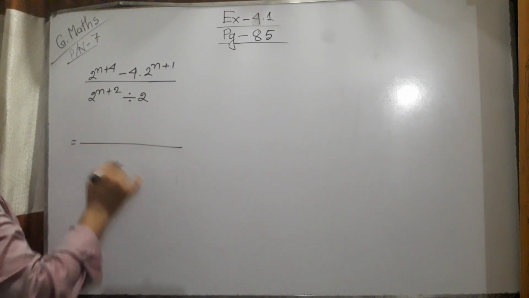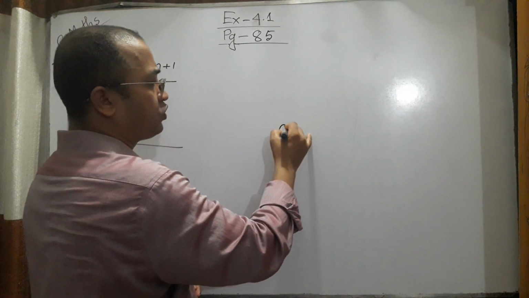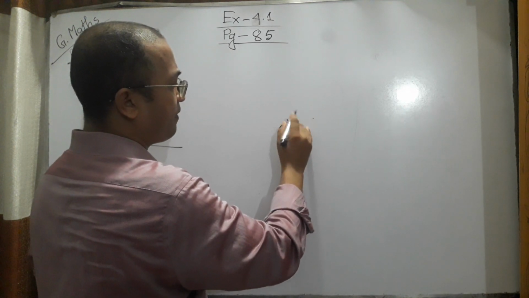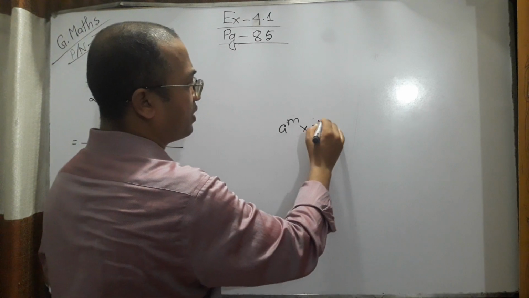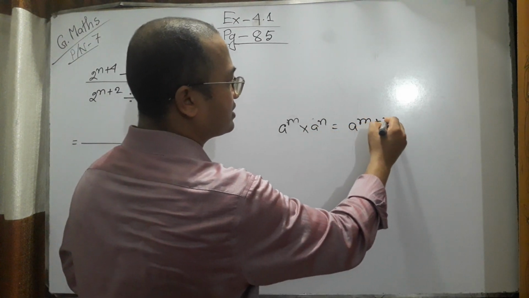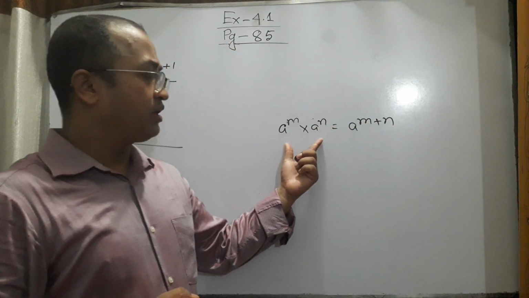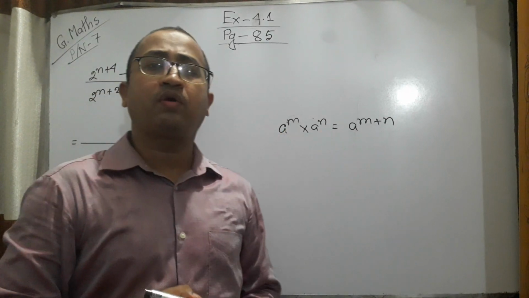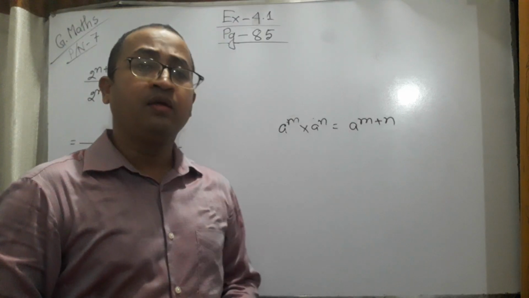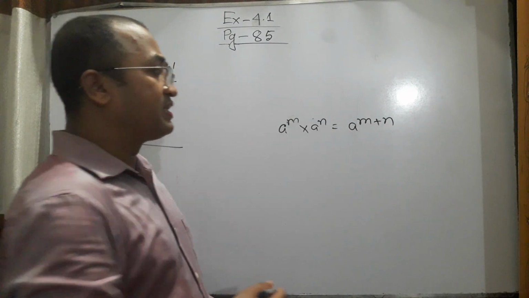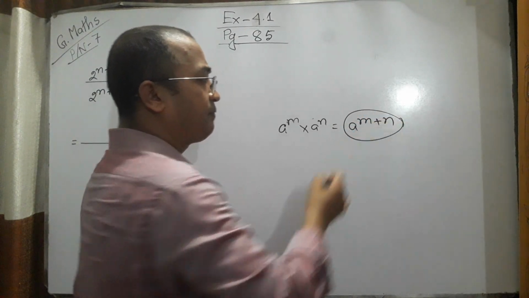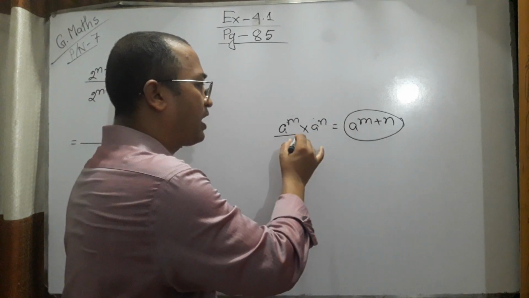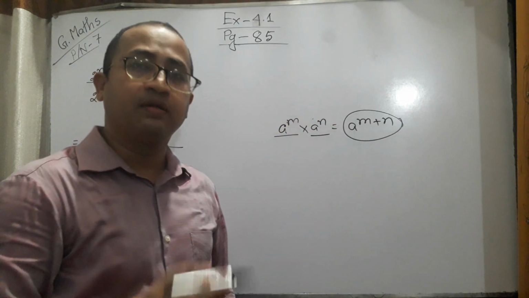Look, you know a^m into a^n is a^(m+n). There is a law, a^m times a^n equals a^(m+n), the multiplication law. Similarly, we can write the inverse. If there is a^(m+n), we can write it as a^m into a^n inversely.